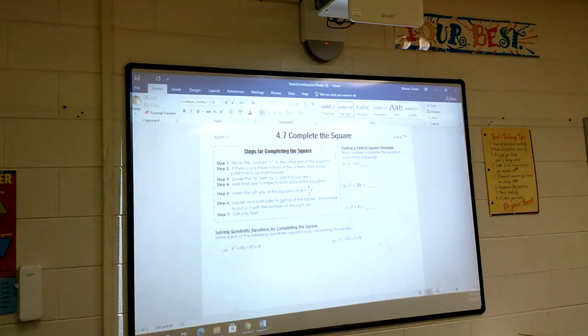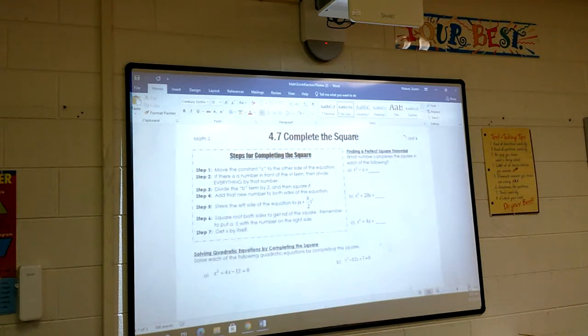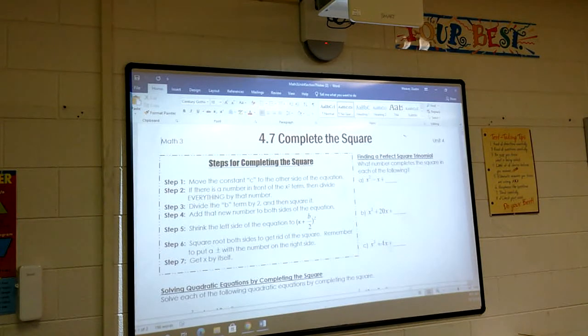4, which is completing the square. So in completing the square, you should have completed the square in Math 2, where you had to solve a quadratic. So this is kind of solving a quadratic.